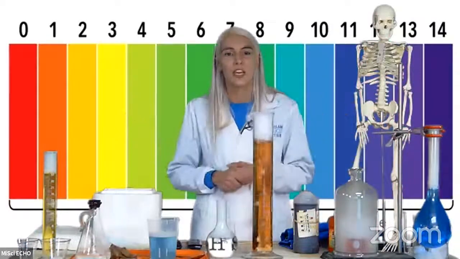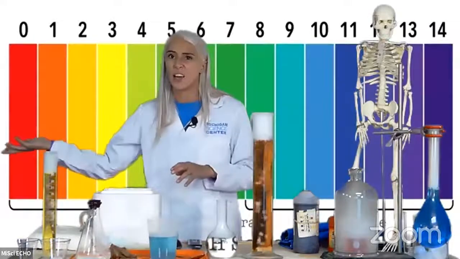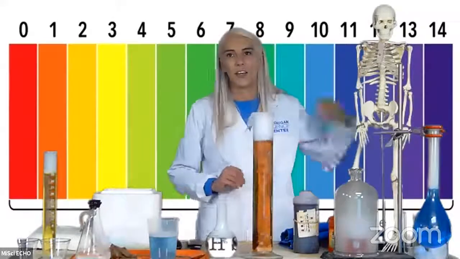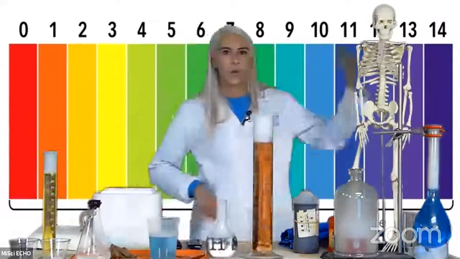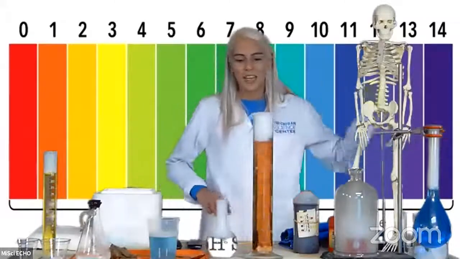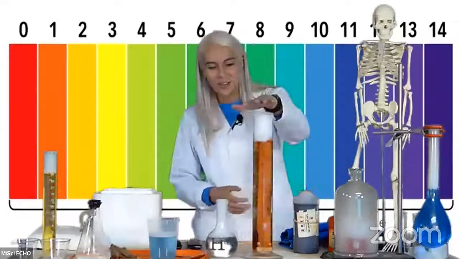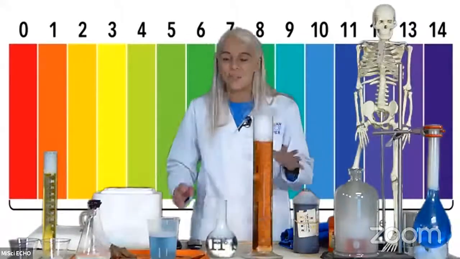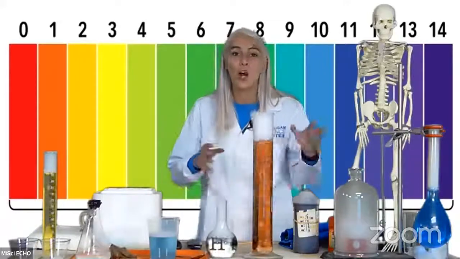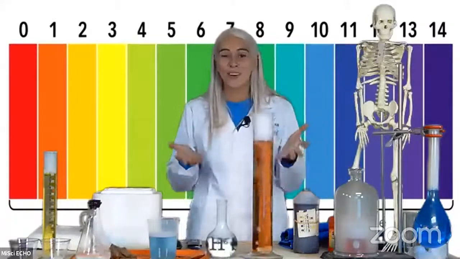So take a look at the scale behind me. Remember that red was something like battery acid and purple was something like drain cleaner. Reds are acids, blues are bases. And so what we've created down here inside this tall graduated cylinder is definitely acidic. This stuff is turning into carbonic acid, which is actually pretty corrosive stuff.